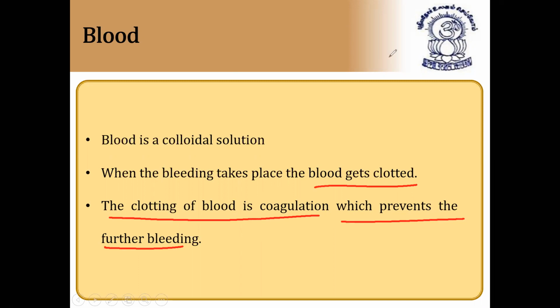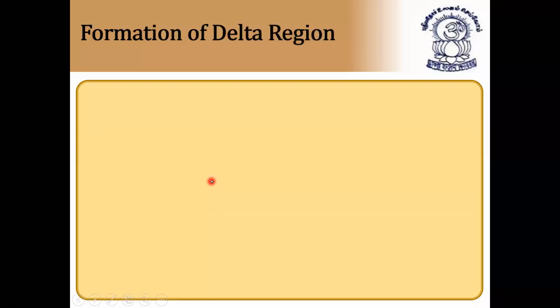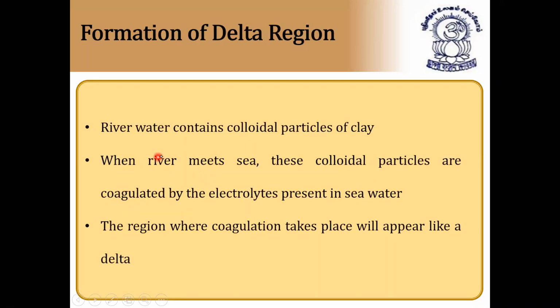Next, formation of deltas. River water contains colloidal particles of clay. Clay means nothing but mud in water. So when the river meets the sea, these colloidal particles are coagulated by the electrolytes present in seawater, because seawater contains salts. The region where coagulation takes place will appear like a delta.